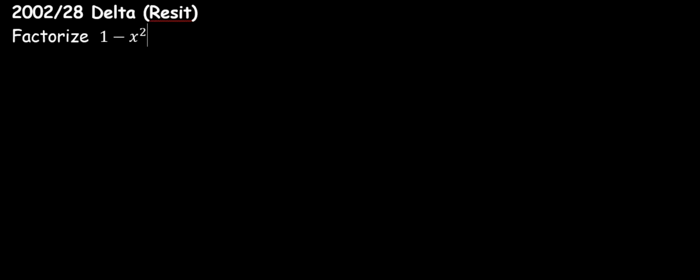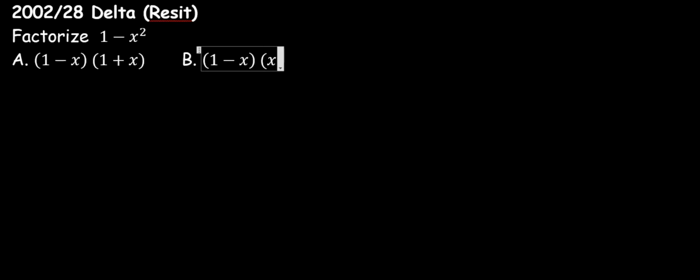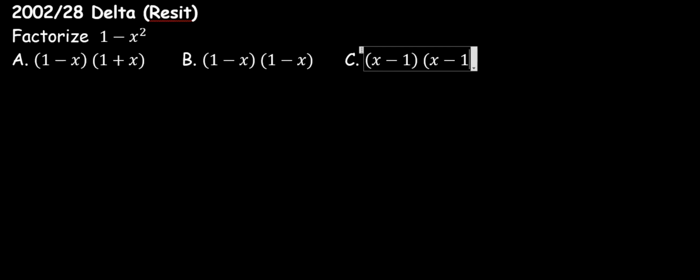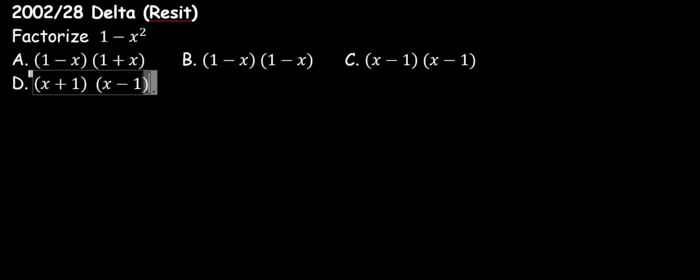Example, factorize 1 minus s squared. The options are given. A, (1 minus s) into another bracket (1 plus s). B, (1 minus s) into another bracket (1 minus s). C, (x minus 1) into another bracket (s minus 1). D, (x plus 1) into another bracket (s minus 1). E, x into bracket (s minus 1).